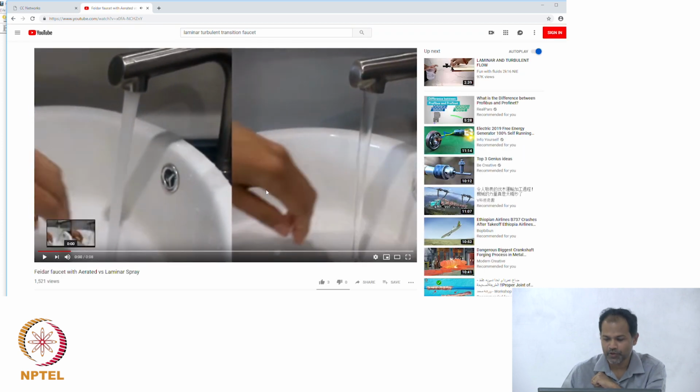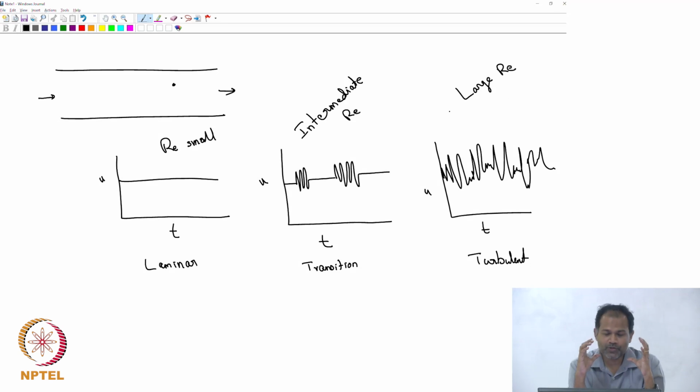There it is. This is a nice one. There you see. On the right hand side you see the laminar flow, and on the left hand side you see the turbulent flow. Even in a pipe, in an industry, this is exactly what you are going to see.